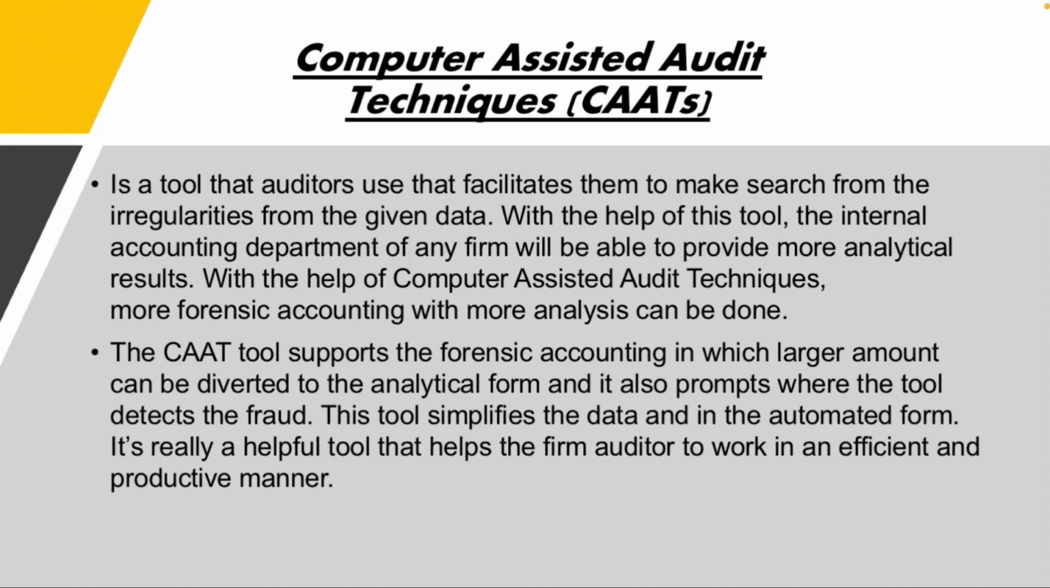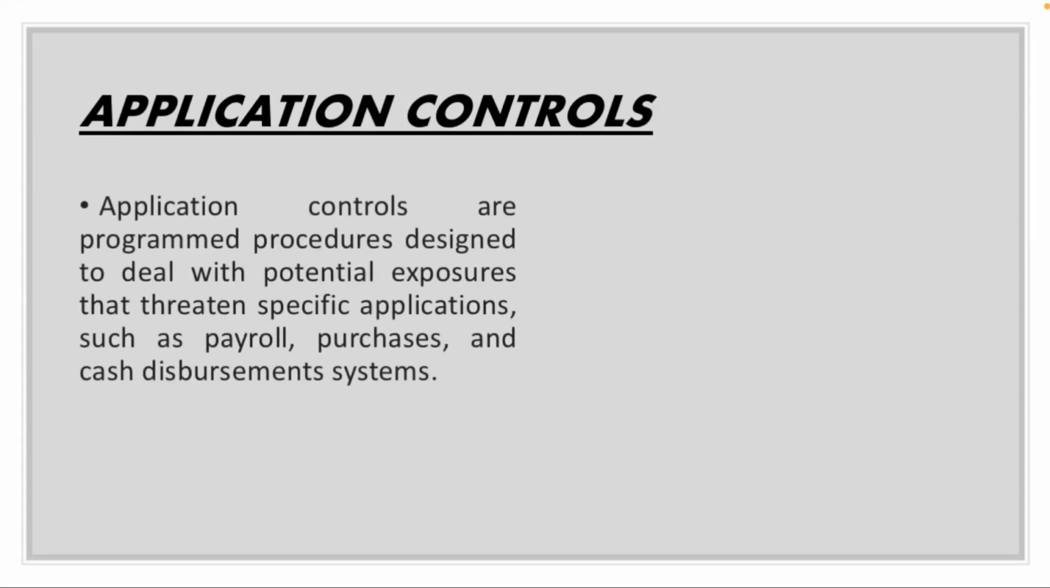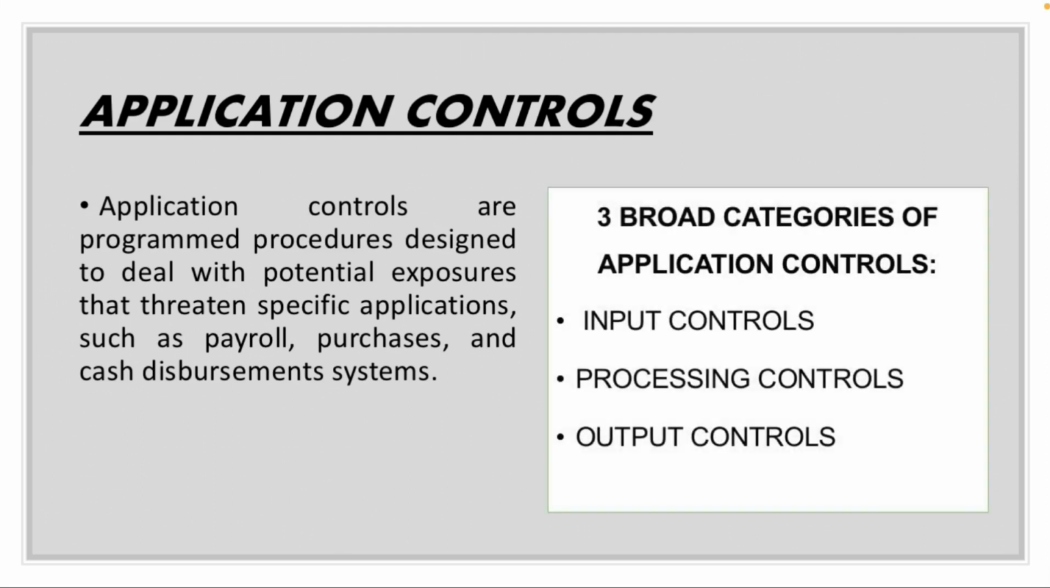Under the computer-assisted audit tools and techniques, we have application controls. Application controls are program procedures designed to deal with potential exposures that threaten specific applications such as payroll, purchases, and cash disbursement systems. Now, there are three broad categories of application controls. We have the input controls, processing controls, and output controls.